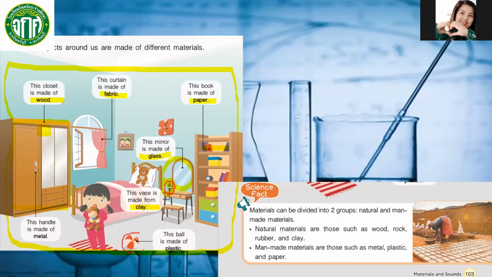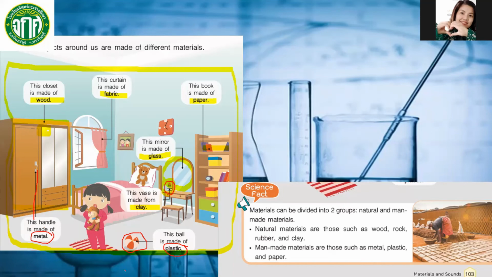Next, this ball is made of plastic. Again, this ball is made of plastic. Next, this handle is made of metal. The handle of the closet is made of metal. Right? So those are the materials of the objects around you.